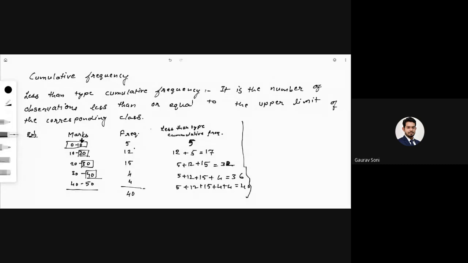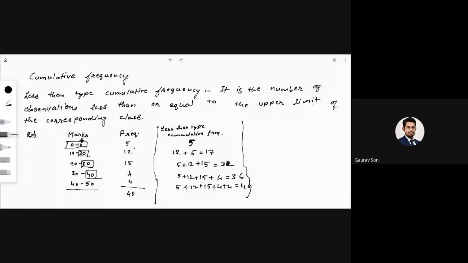So you can now easily see, if I want the number of students who have got less than 30 marks, I can simply look at the interval 20 to 30, with upper limit 30, and go to the cumulative frequency. So 32 students have got marks less than 30. Right? So this is the use of less than cumulative frequency.